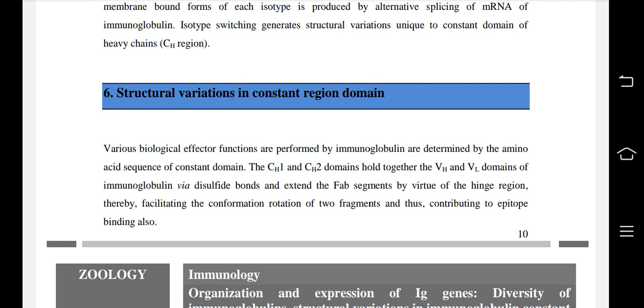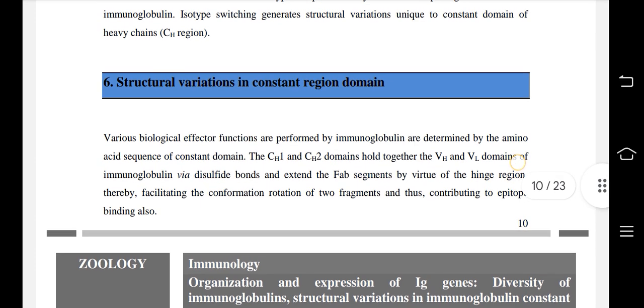Continuation of the previous video. Structural variations in constant region domain. That is, the biological effector functions performed by immunoglobulin are determined by the amino acid sequence of the constant domain.